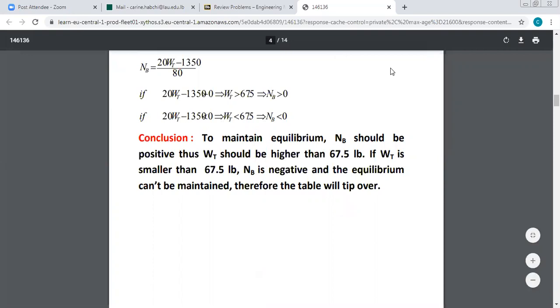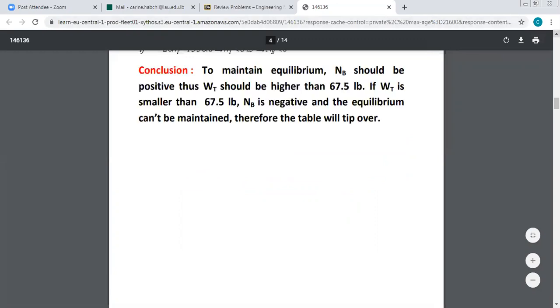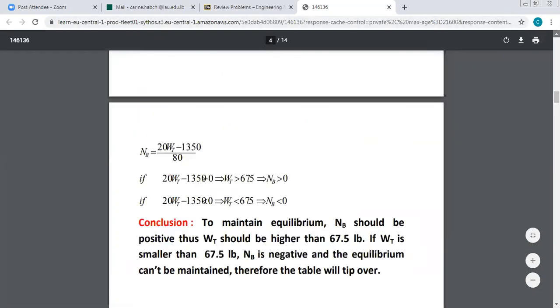Any question on this? Doctor, yes? We put 2 times the reaction at A and B because there are 4 table legs.